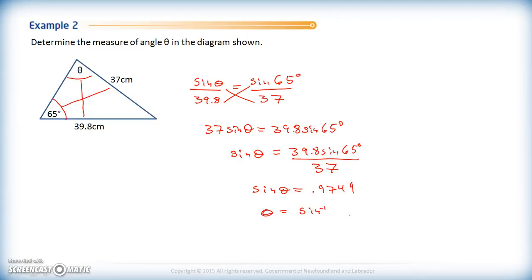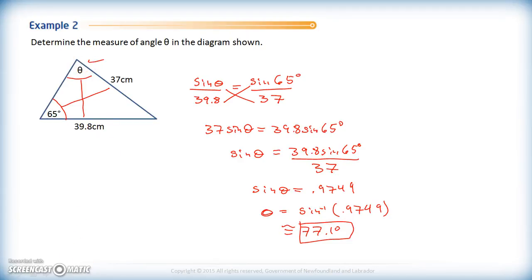Again, you might not be used to writing this step out, but that's okay. I'm just showing you what I'm doing in my calculator here, more or less. 0.9749 with the inverse sine gives us 77.1 degrees roughly. So we're going to call that about 77.1 degrees, and we're all happy with a nice angle for theta.